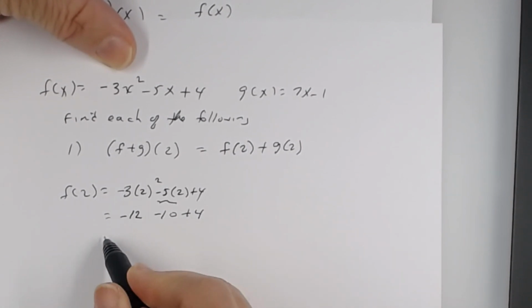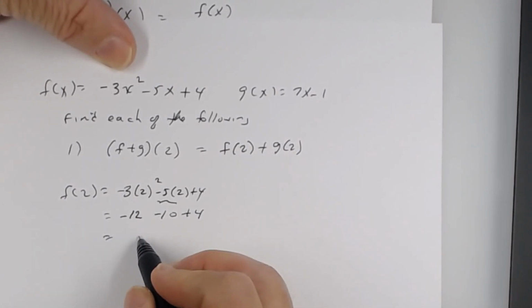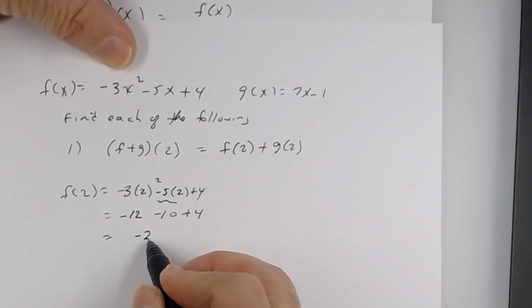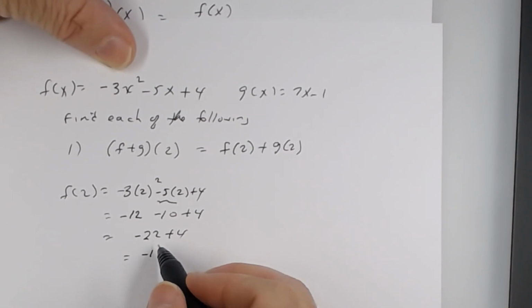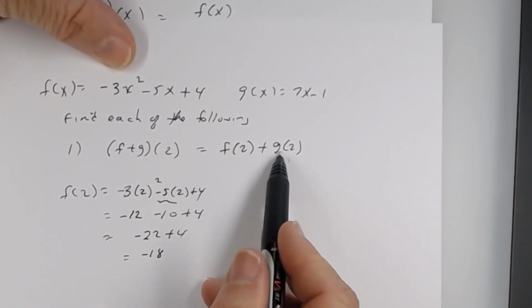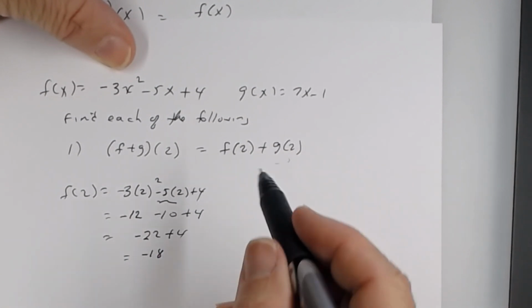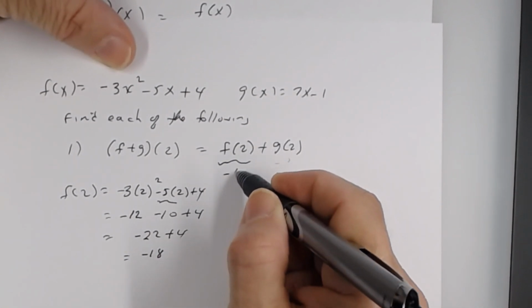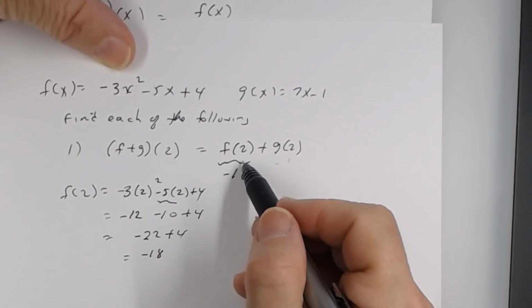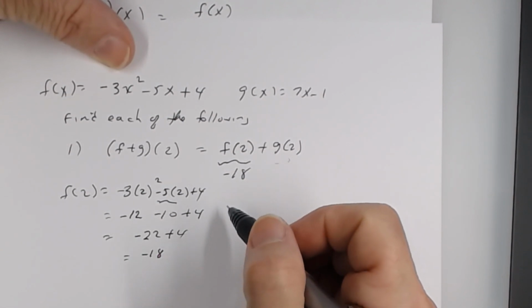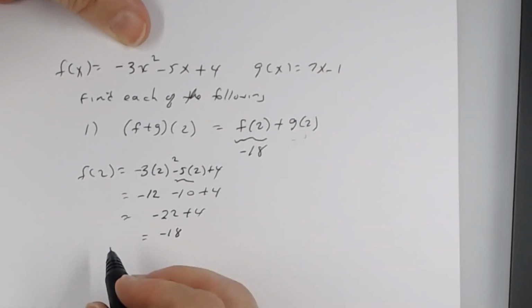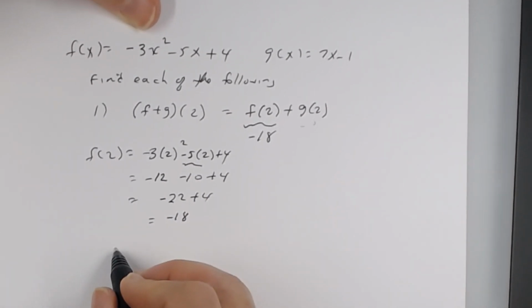Plus 4. So what's a negative 12 and a negative 10? Negative 22. And what's a negative 22 plus 4? Negative 18. Now remember, all you found was which part of my problem? F of 2. So notice I'm right under this, I'm putting negative 18, right? Now what do I got to find? G of 2.